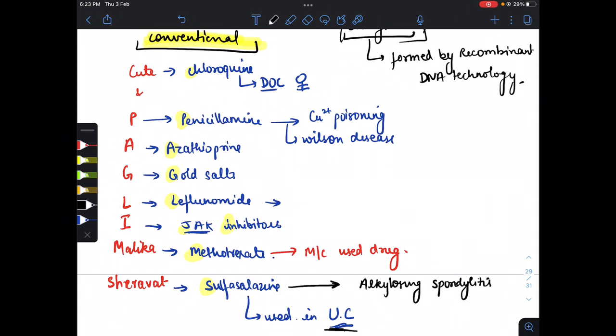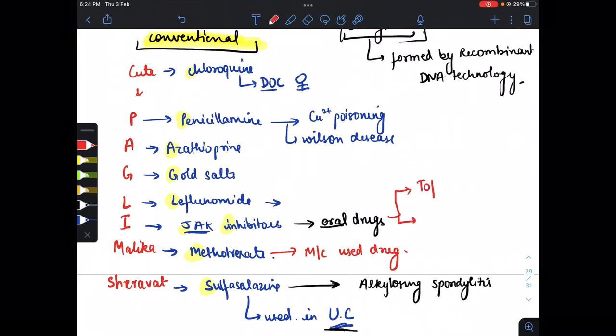For the JAK inhibitors we have two drugs, tofacitinib and baricitinib, and these are oral drugs. We can take JAK inhibitors in the oral form in rheumatoid arthritis. And what are the names of these two drugs? Tofacitinib and baricitinib. The suffix used is -citinib.